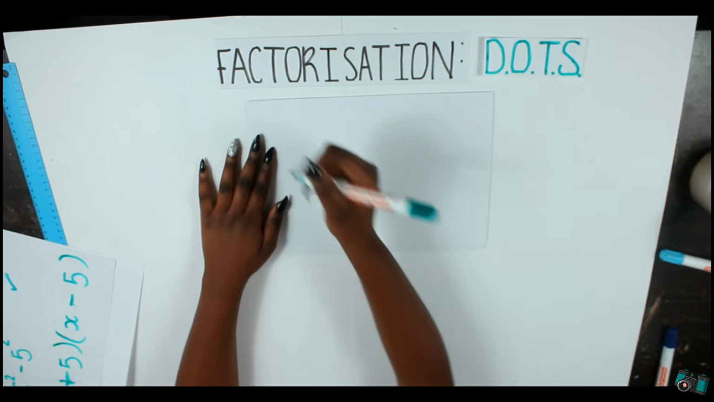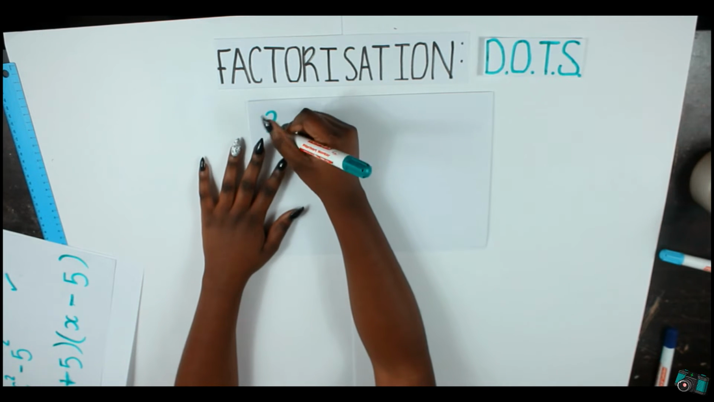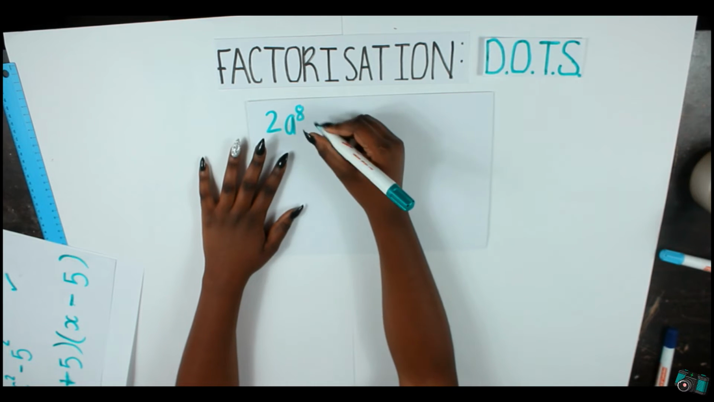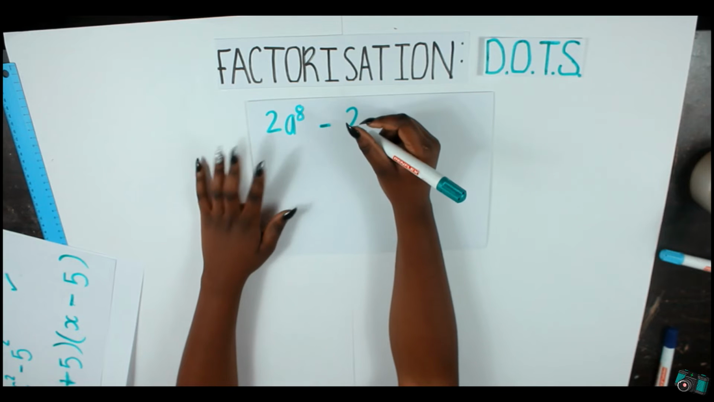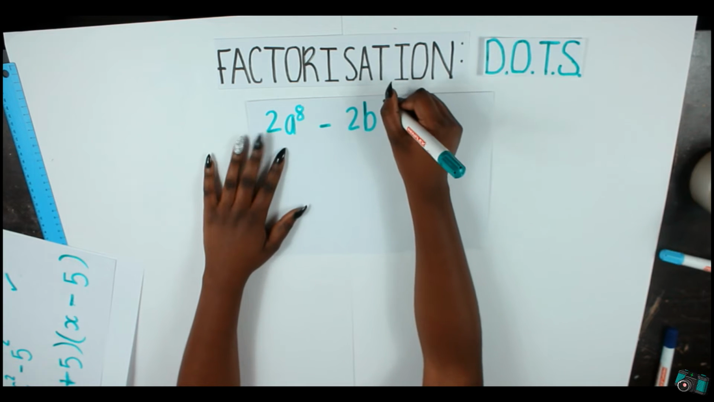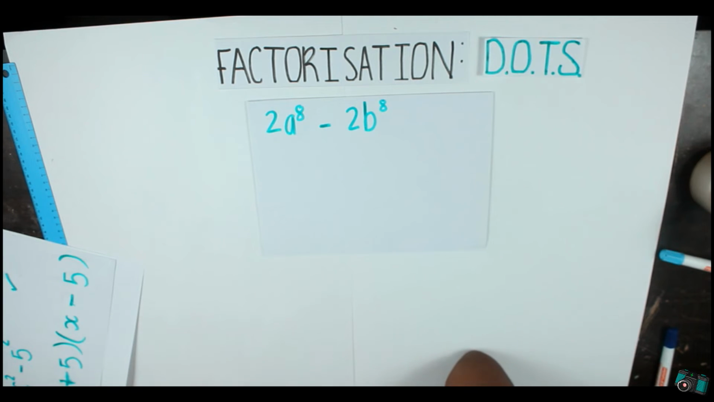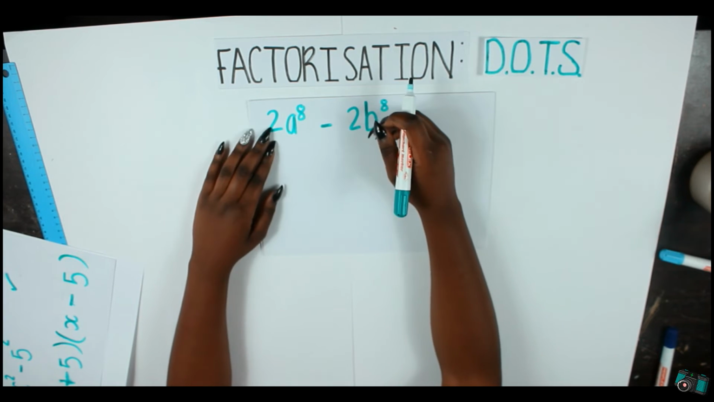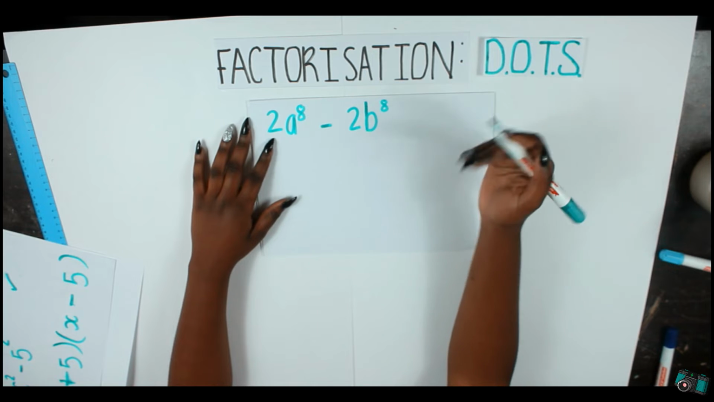Okay, now with factorization, HCF is always going to be the first step. Whatever sum that you're doing, always HCF first. Always check if there's something that's common in both terms, and then look whether you can group, whether it's a trinomial or anything else. So always take out your highest common factor, always first.